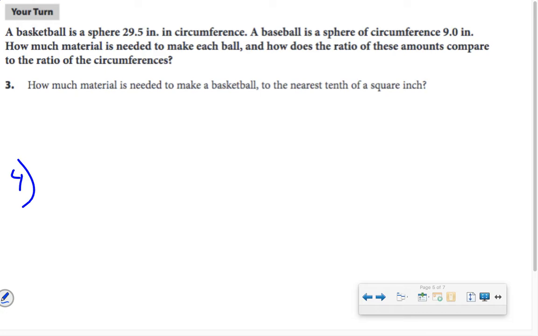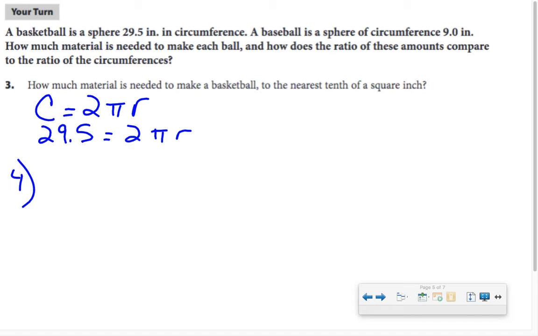First though, we have to work backwards from circumference in order to find the surface area. Remember that circumference is 2 pi r. So for a basketball, 29.5 is equal to 2 pi r. In order to figure out what r is, I'm going to divide both sides by 2 pi.